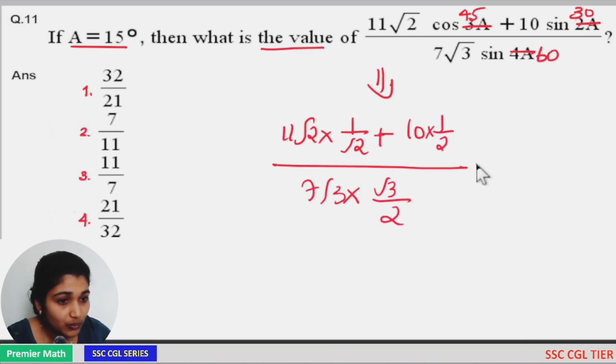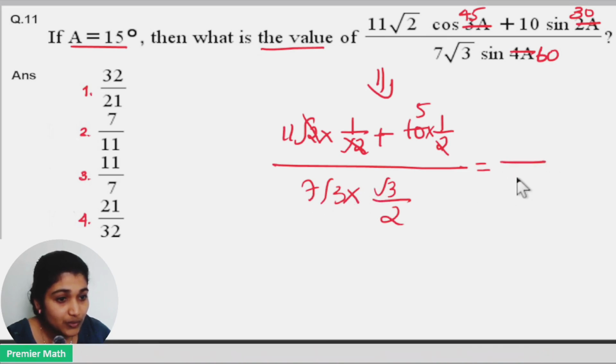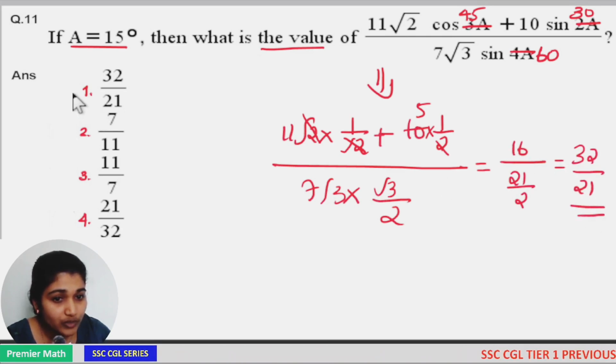Now this will become: root 2 and root 2 cancel. 2 goes 5 times in 10, and here root 3 into root 3 is 3. So 3 into 7 is 21. So 21 by 2 in the denominator, and here 11 plus 5 is 16. So this is equal to 32 by 21. Option 1 is your answer.